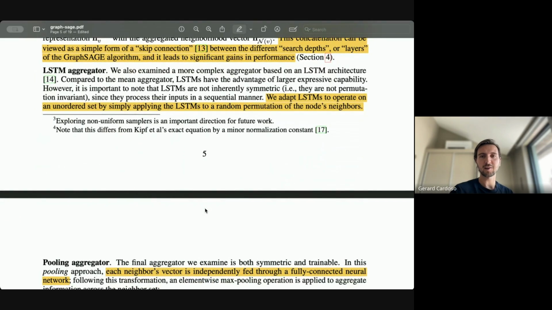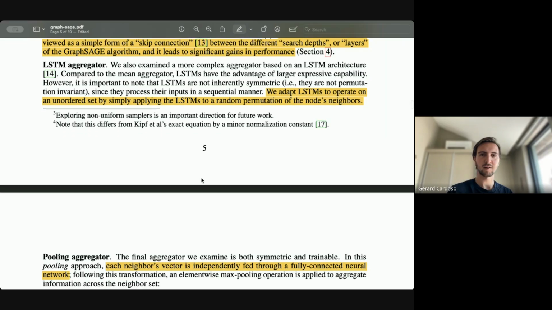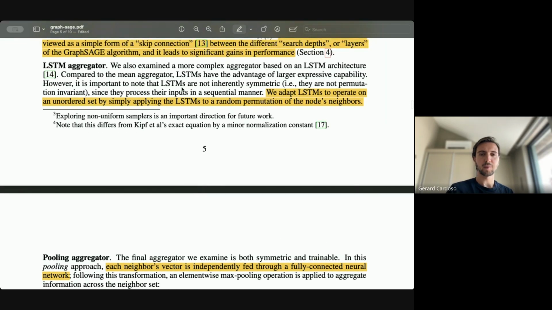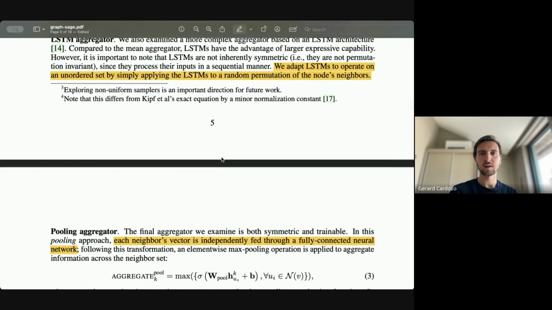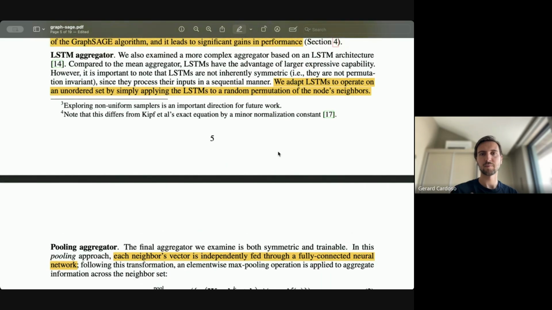So yeah, the mean is intuitively simple, but they also use LSTMs as an aggregator to learn. The reasoning behind it is that they can perhaps be much more expressive than just averaging embeddings, right? But they do note that LSTMs are not symmetric. So what they do is apply the LSTM to a random permutation of the nodes, and I guess they do that to encourage it to generalize better.